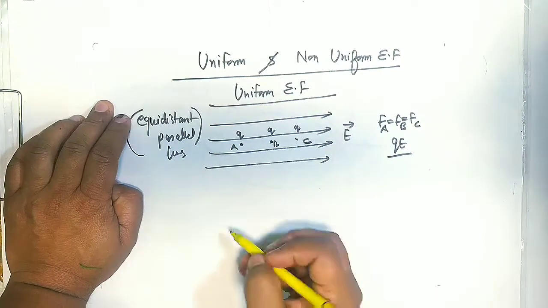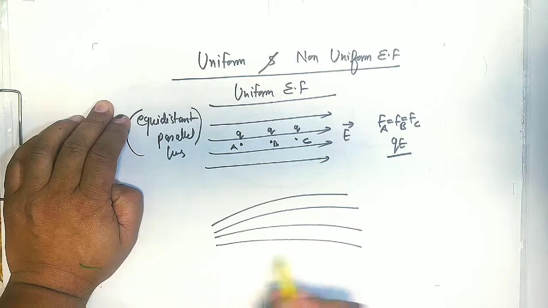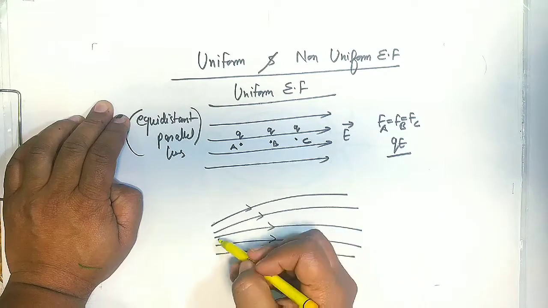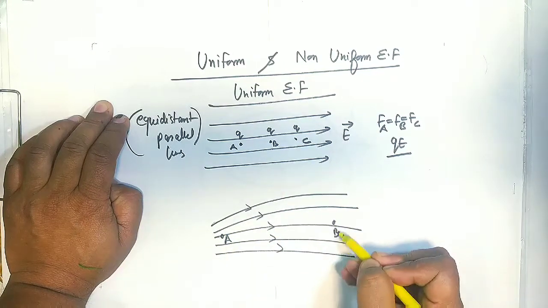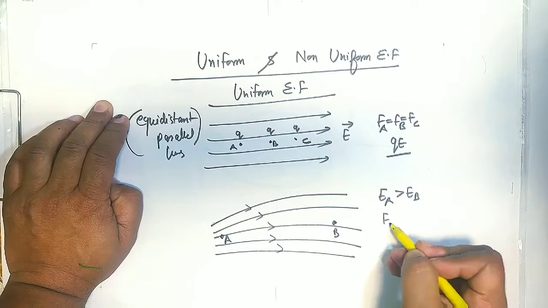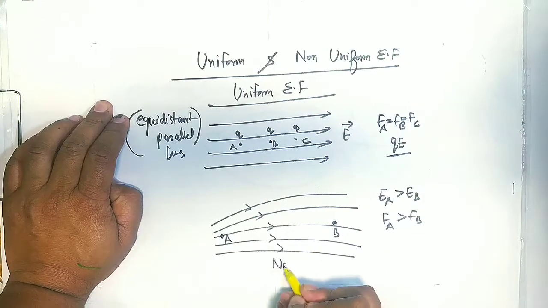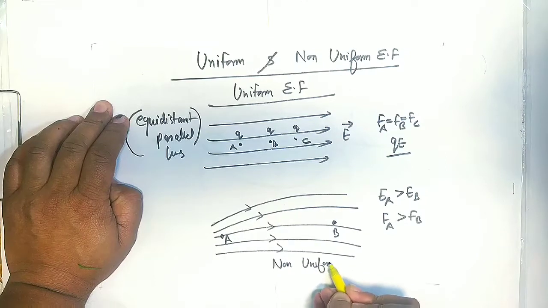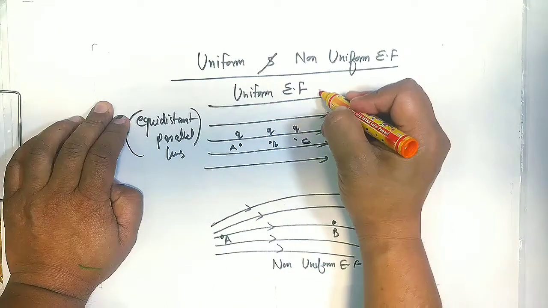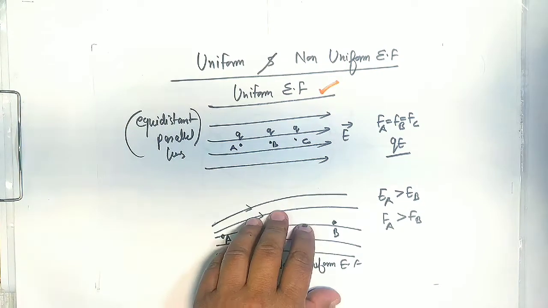Non-uniform electric field, we know that the non-uniform electric field lines are like this. So if the lines are going like this from any surface from one end to the other end, say this is the point A and this is the point B, certainly the electric field at A is greater than B and the force at A will be greater than B. So it's a non-uniform electric field. So this is how we see uniform and non-uniform. Generally we have the case of uniform electric field in our slabs. So these are the things which are related with electric field lines.